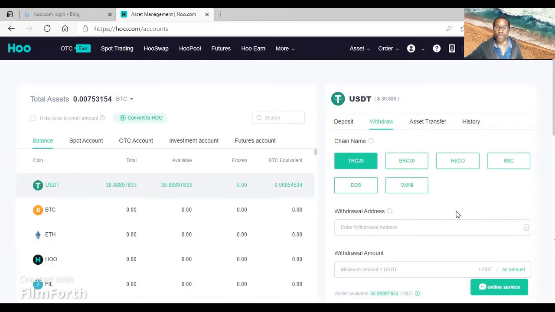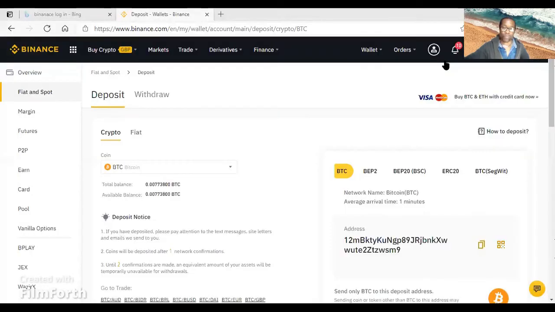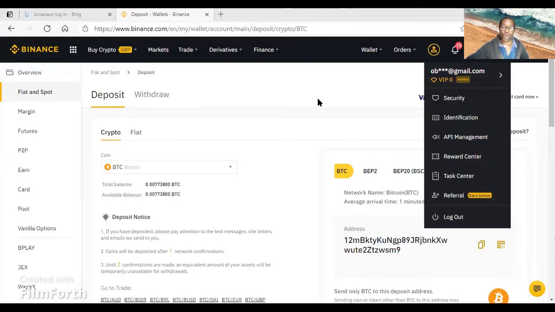Like in this case, not much. You can say all. So if you put all, then it will fill it. If you go to your Binance and get this address, that is what I have to demonstrate now, how to get it. So we are now in Binance.